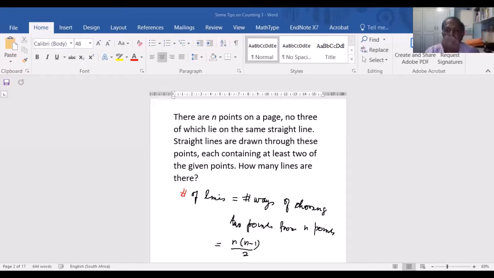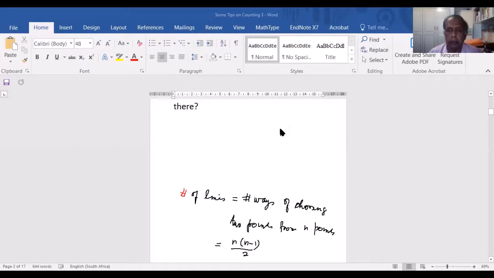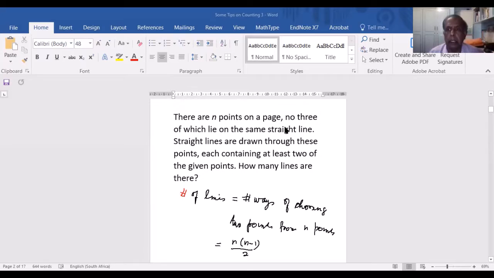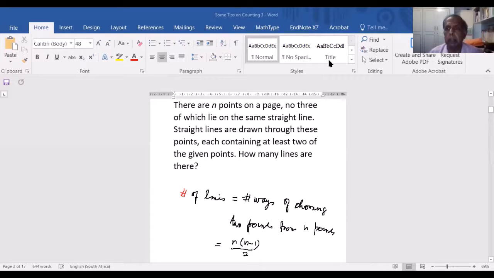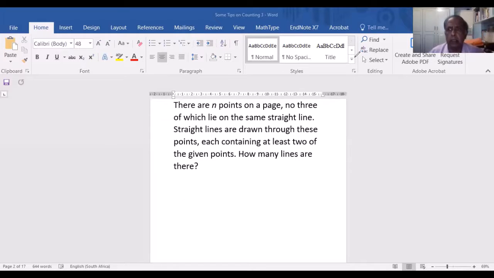Right. So if you've got 10 points, for instance, then the number of lines will be 10 times 9 divided by 2. That's 90 over 2, which we know to be 45. So with 10 points, there are 45 lines that can be drawn. Okay, so let me save this and get on.